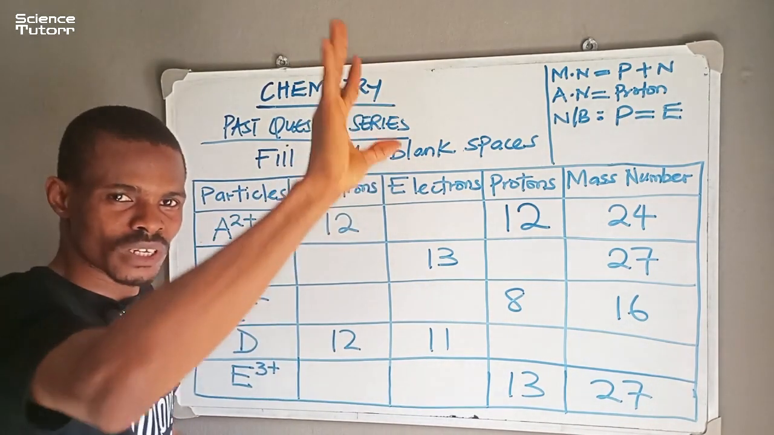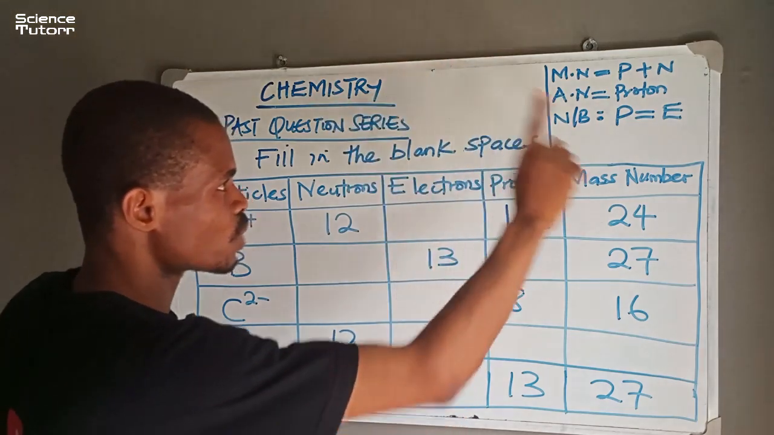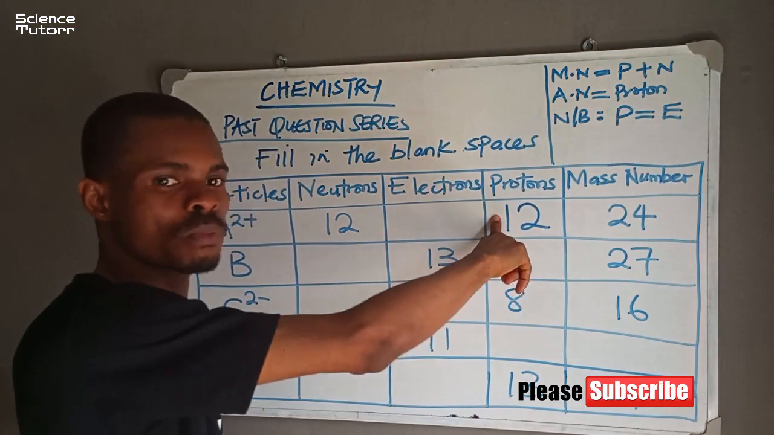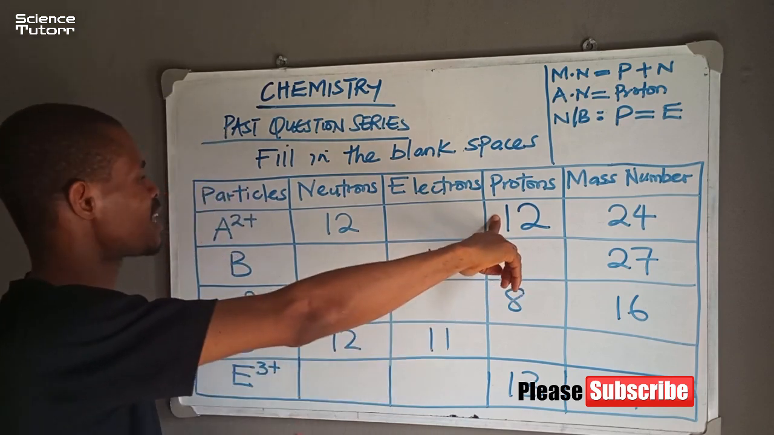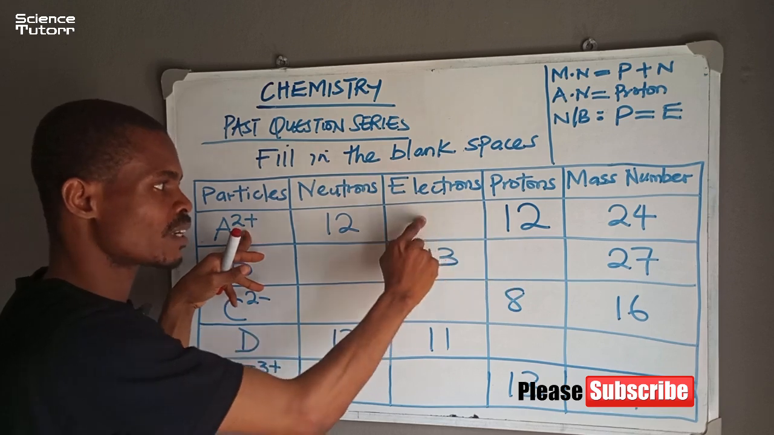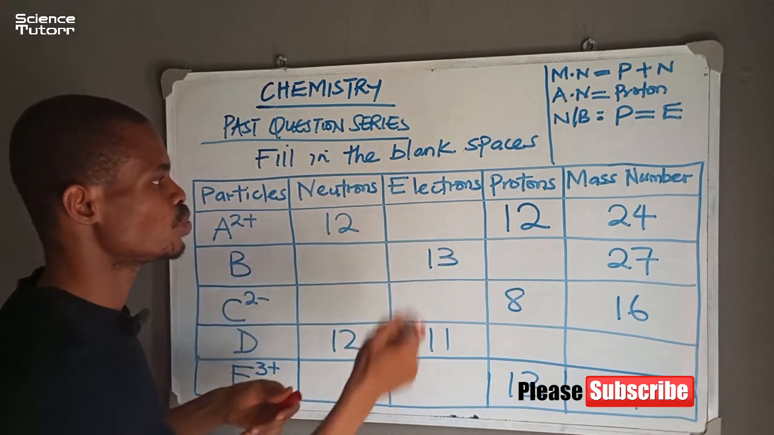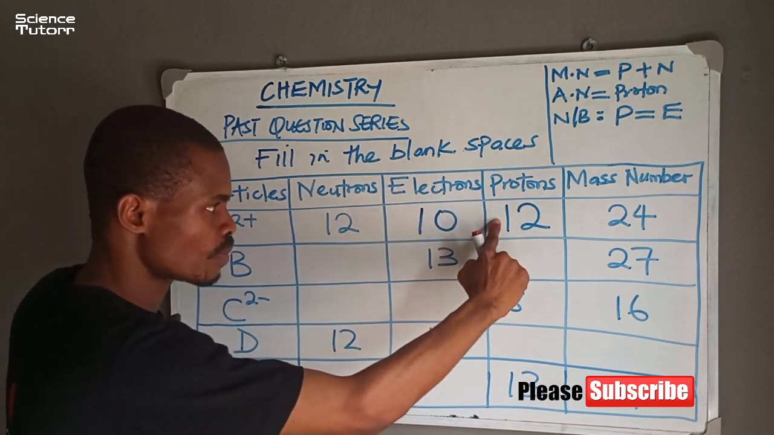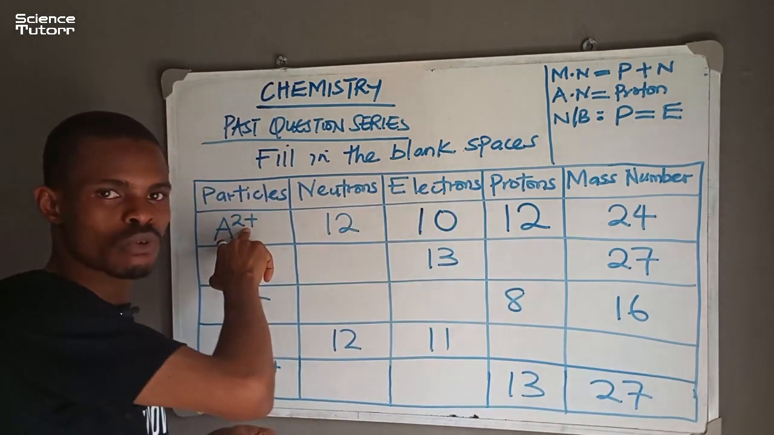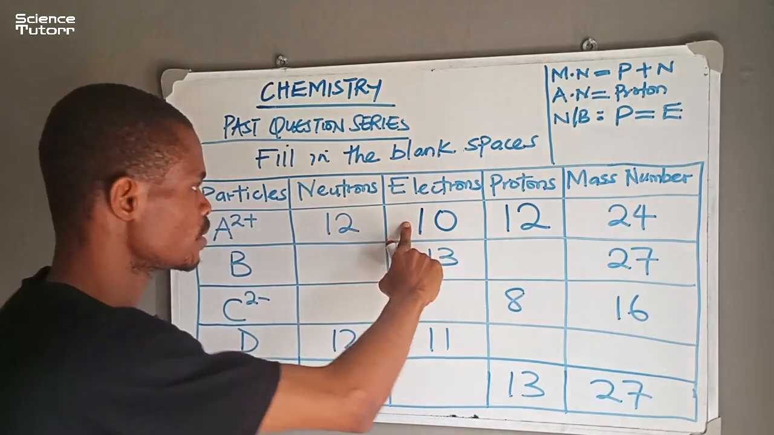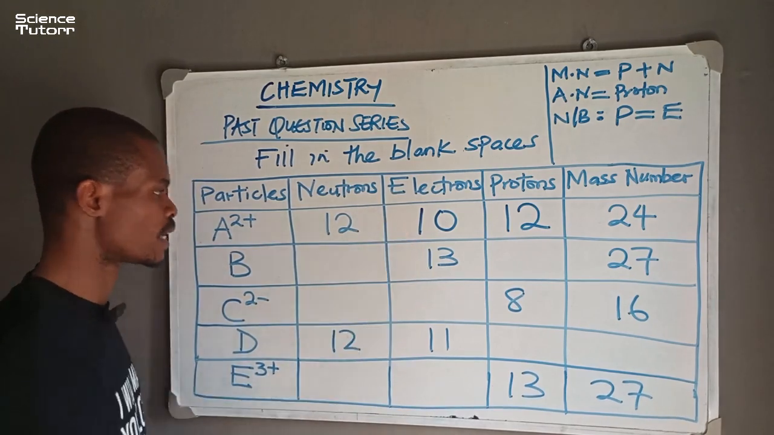A donates 2 electrons. Remember, for a neutral atom, protons and electrons are equal. So protons and electrons are supposed to be equal, but for the fact that it has lost 2 electrons, it means the electrons will have to reduce to 10. It was supposed to be 12, but it has given 2, that is why we have a charge here. So electrons reduce by 2, making it 10.